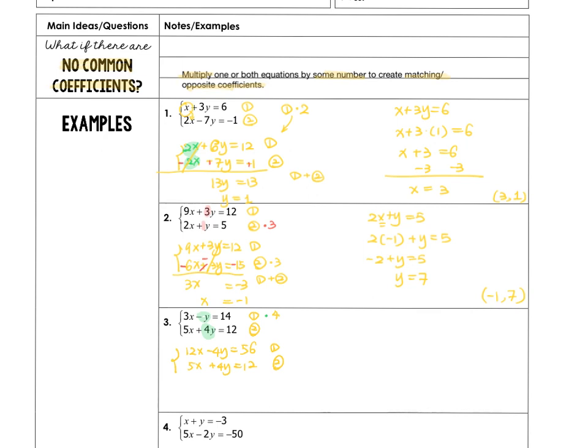And now all I need to do is add the two equations together because the coefficients here are opposite already, right? Which is really what we want. It's the easiest case to handle. So if I add the two equations together, I have 17x equals 68. And if I divide by 17 on both sides, I should have x equals 4.